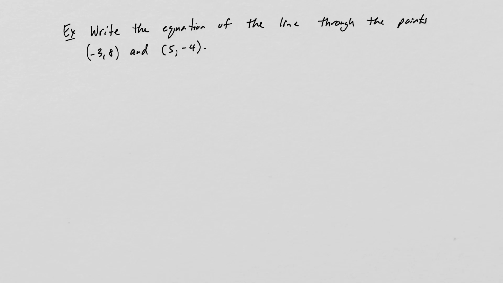In this example, we want to write the equation of a line through the points (-3, 8) and (5, -4). So in this case, we actually don't know the slope, and we also don't know the y-intercept. So first, let's go ahead and find the slope. Remember, we have our slope formula, which says that we need to subtract the y values and subtract the x values and then divide those quantities.